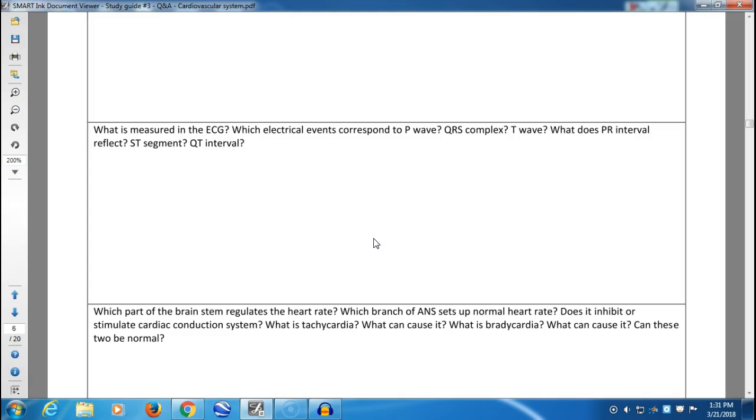Now, heart rate. Why it's not 100? Parasympathetic system slows it down, right? It inhibits cardiac conduction system. Tachycardia. High heart rate. I'm not going to ask numbers. Don't worry. Like, I'm not going to ask you. 98. Is it tachycardia or not? Well, if my normal is 40, yeah. Bradycardia.